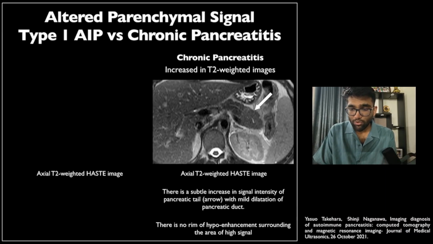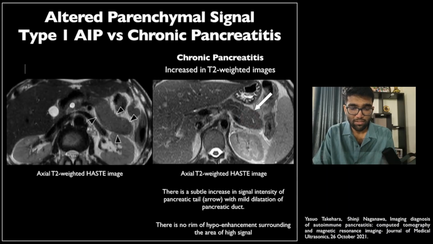Now, in this T2 weighted image that again we've seen before, that is an axial T2 weighted HASTE image, there is a subtle increase in the signal intensity of the pancreatic tail, which I've highlighted with an arrow and with the red markings. There is also no rim of hypoenhancement surrounding the area of high signal. On the other hand, see this image. So in this image, again, there is an increase in the T2 weighted signal from an area of the pancreas, which I've highlighted in teal. And surrounding that area, there's a rim of hypointense tissue that I have highlighted in yellow.